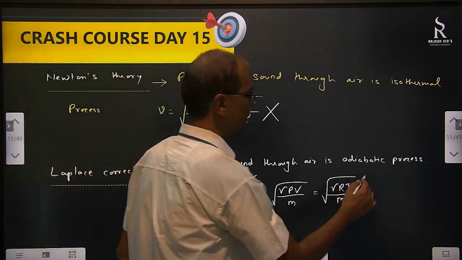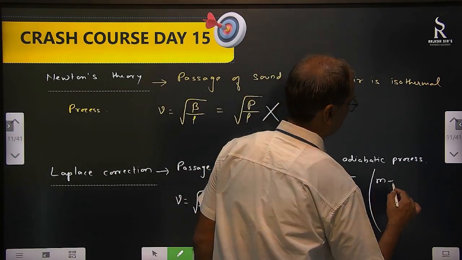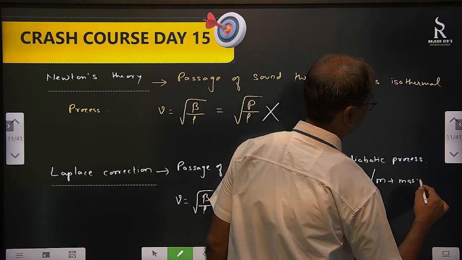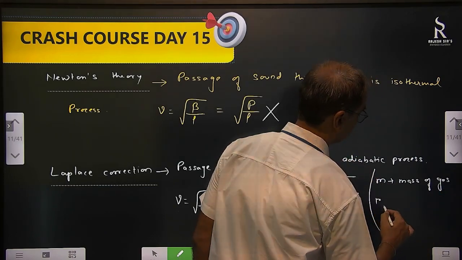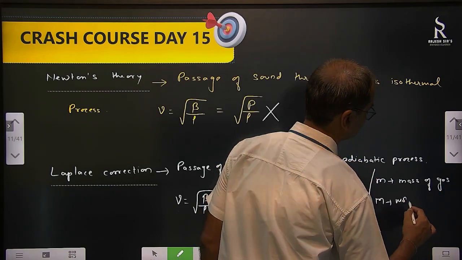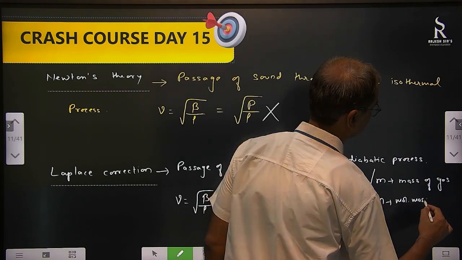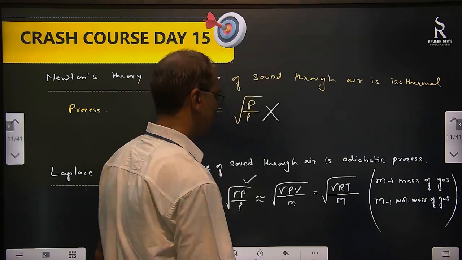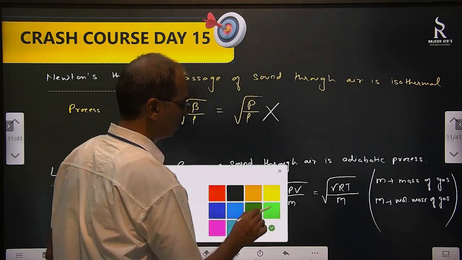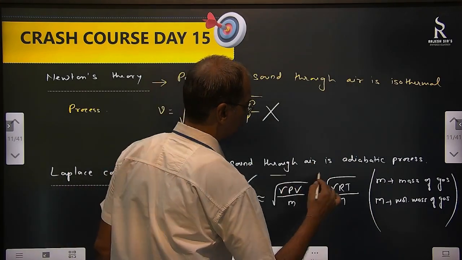We'll write it. M is mass of gas or mass of air, whichever is involved here. Okay, and this is molecular mass. Right, so this formula is important for us. Which formula? This formula.